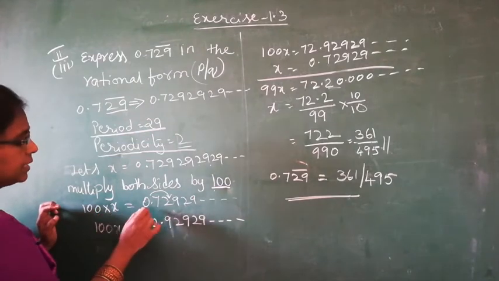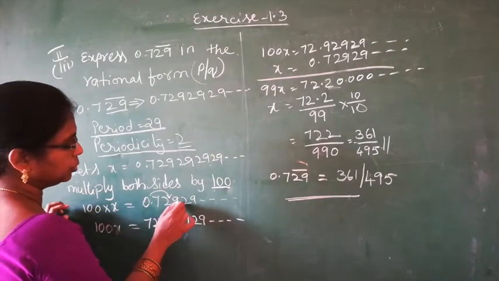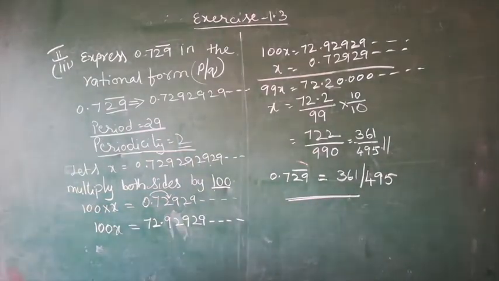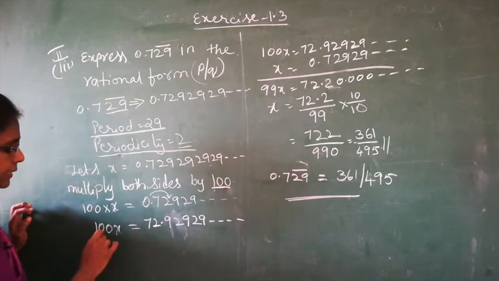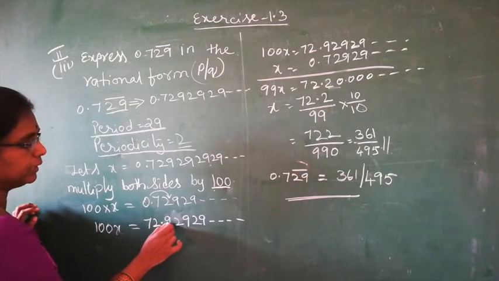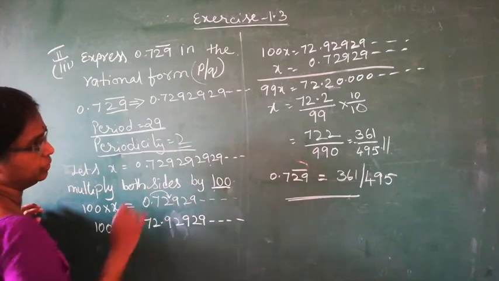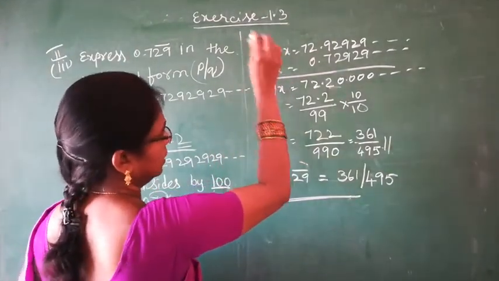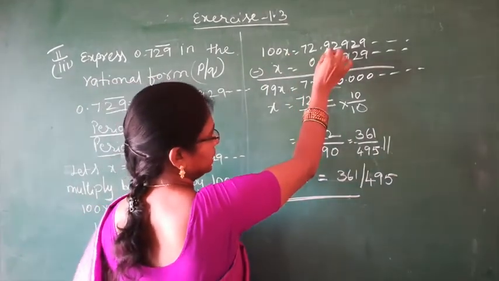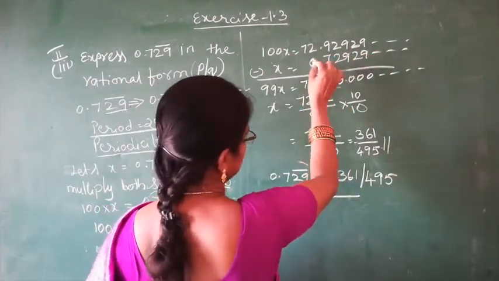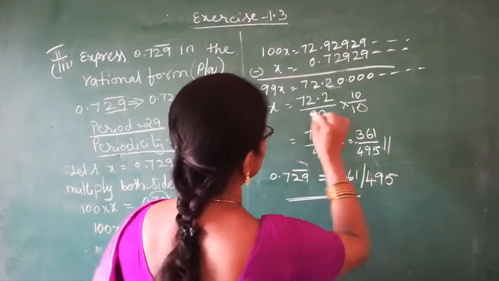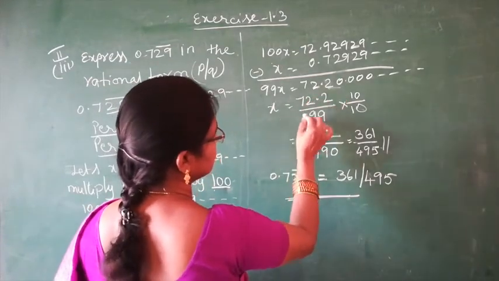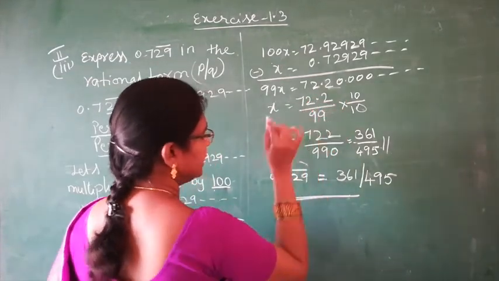Then 100x is equal to 0.72929 continuing. When you multiply, the decimal point moves to the right side by 2 places. So 100x is equal to 72.92929 continuing. Now we subtract x from 100x: 100x is 72.92929, and x is 0.72929. Then how much do we get? 99x is equal to 72.2. So x is equal to 72.2 by 99.